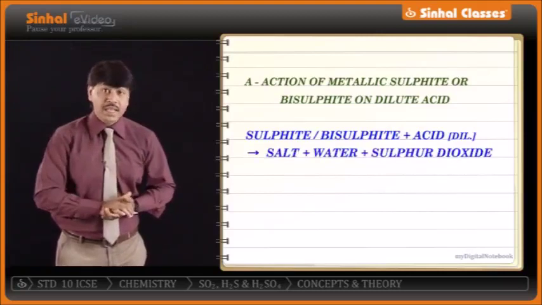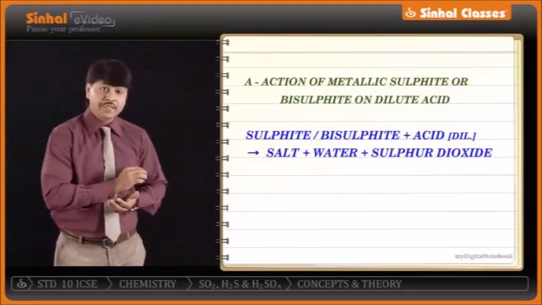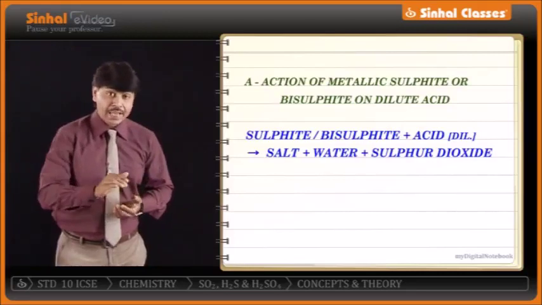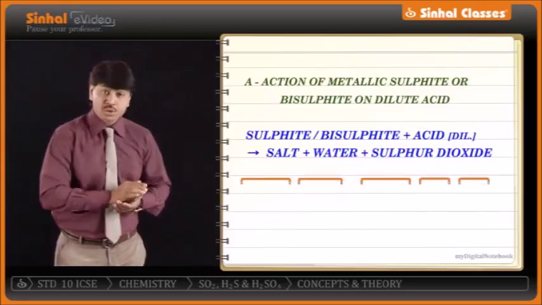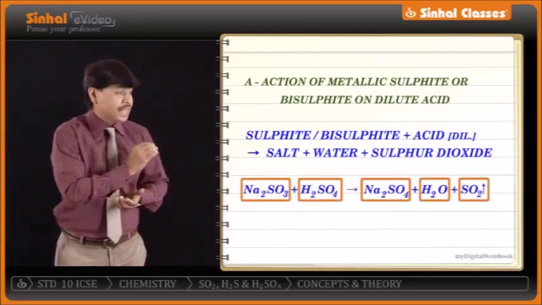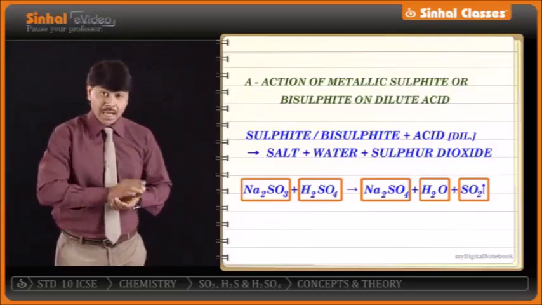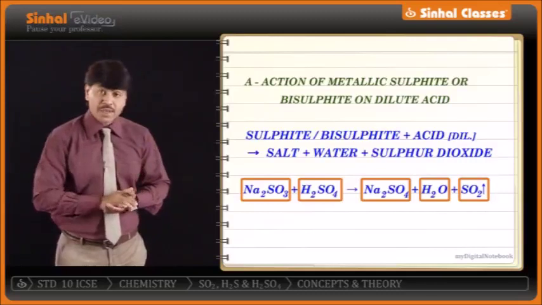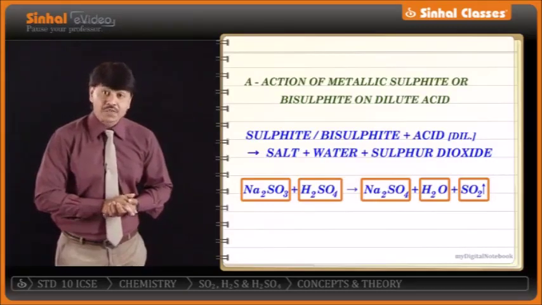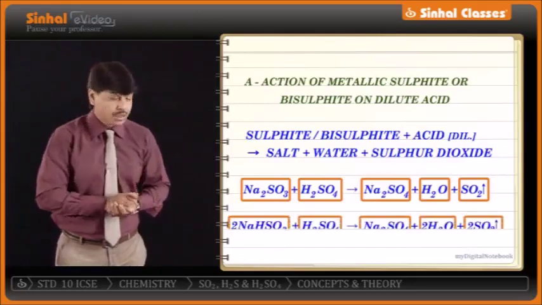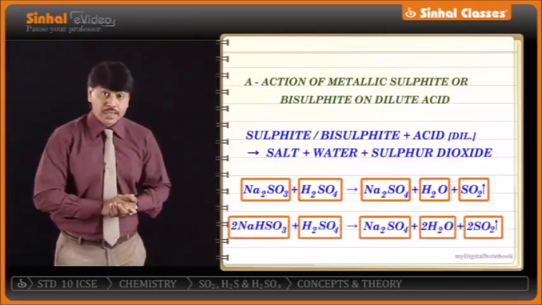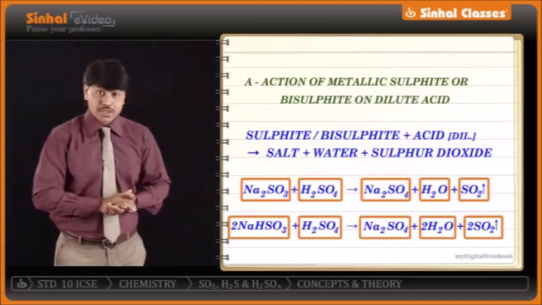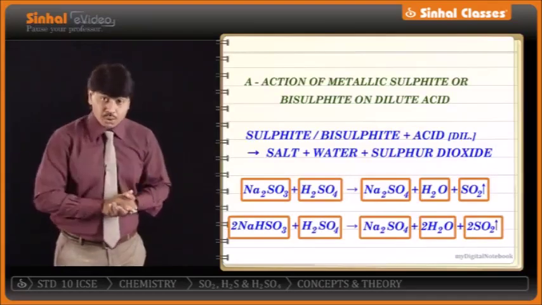Let's understand this with an example. To begin with, we can take sodium sulfite, Na2SO3, treated with dilute H2SO4. We will get Na2SO4 plus H2O plus SO2 gas, indicated by an upward arrow. Another example which we can select is sodium bisulfite: 2 NaHSO3 treated with H2SO4 will give you Na2SO4 plus 2H2O plus 2SO2 gas.